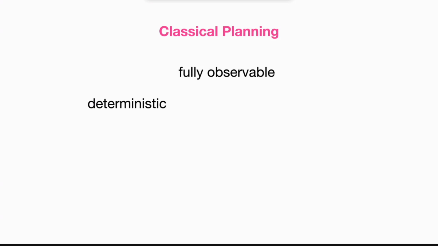So this is deterministic, and I used that word in passing previously. That means when the robot performs an action, the outcome of that action is fully determined by the previous state and the action itself. So that means we always know what state we're going to end up in when we apply an action.